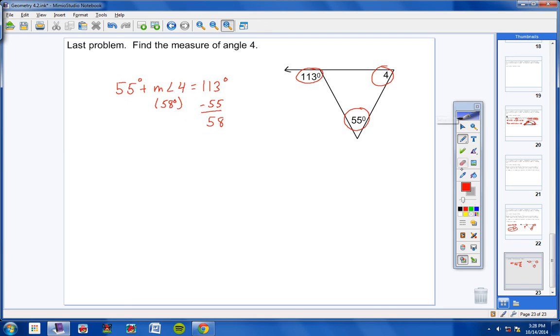So whatever answer you put in for angle 4, you could check it. Okay, you could check your answer. I'm saying it's 58 degrees. Let's check it and see. Take these two angles and do what to them? Add them together, and you should get what? 113, and you do.